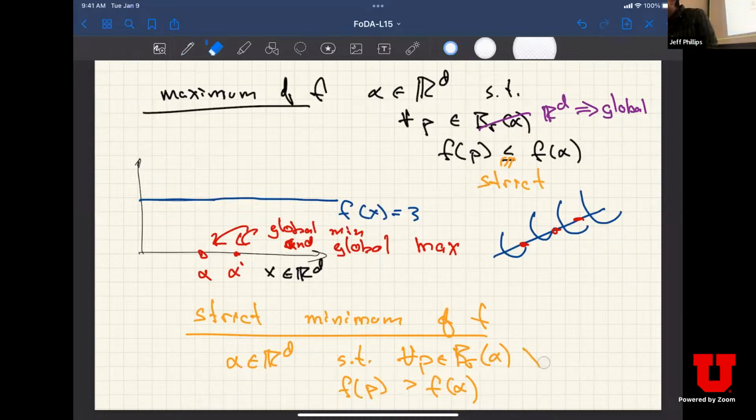Maybe there's an easier way to see this: for p not equal to alpha. Right, so if p equals alpha, of course, they're going to have the same function value, they're the same point. But anything in the neighborhood not alpha is going to have a function value which is larger. That would make it a strict minimum. You can also have a strict maximum in the same way.